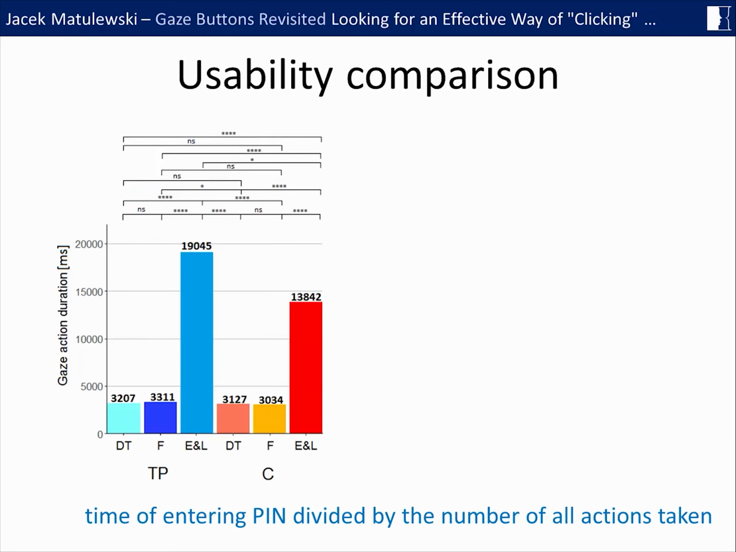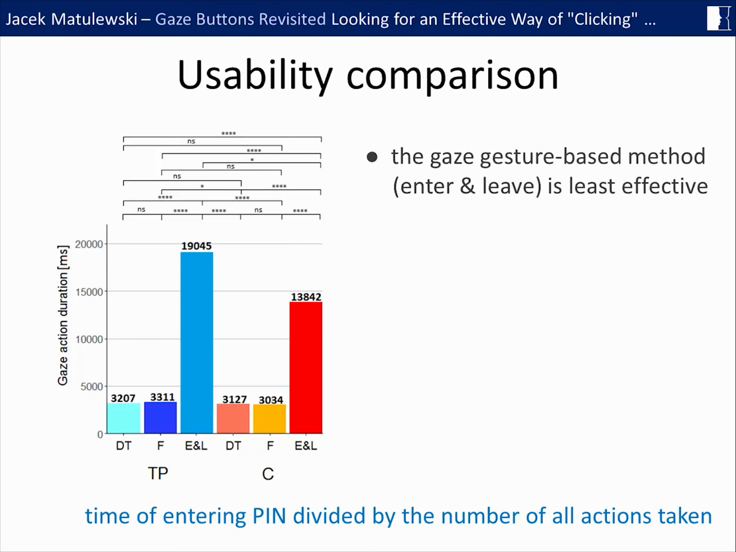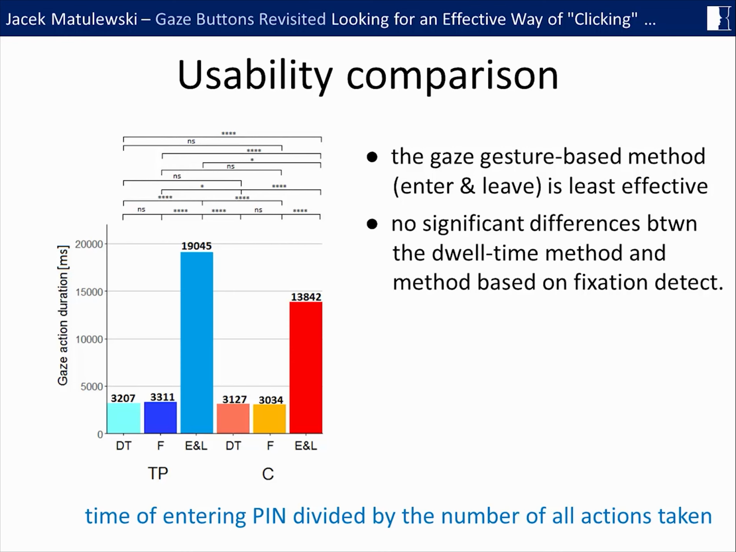As said before, commonly in user experience studies, the time of completing the task and the number of errors are considered objective measures of system usability. The same may be applied to gaze-controlled systems. Taking into account the time of performing the tasks, the gaze gesture-based method, the one we named enter and leave, is by far the least effective, while the two others are similar.